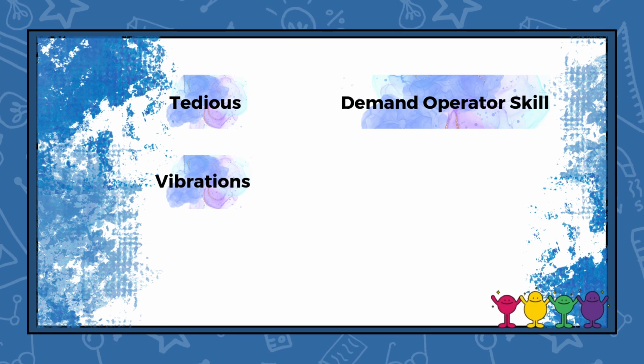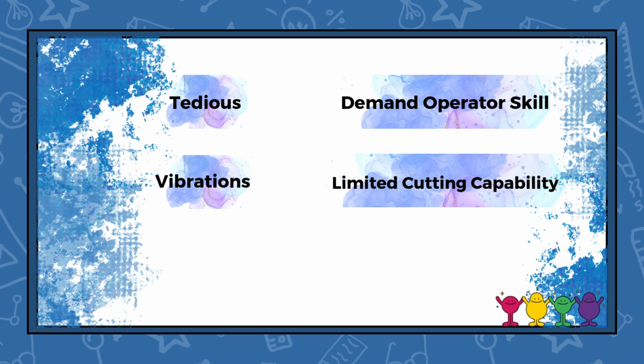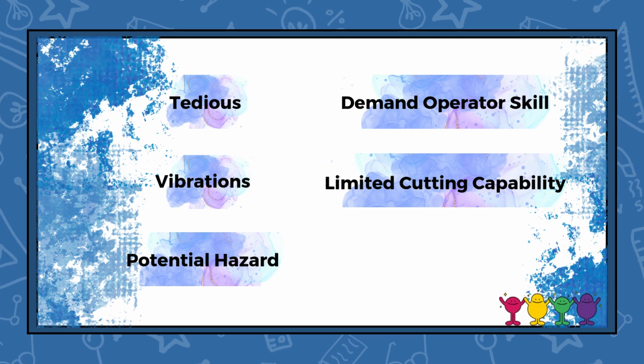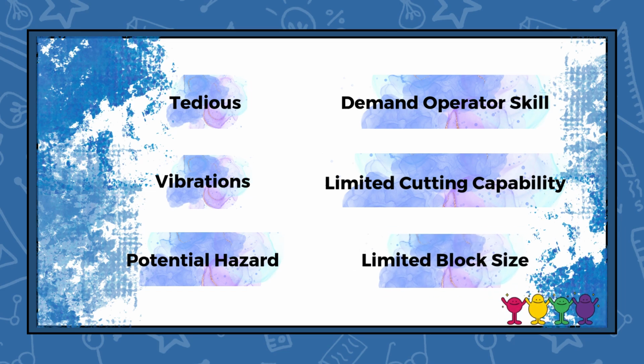Third, the use of rotary microtomy produces vibration, thus resulting in inconsistent tissue thickness. Fourth, the cutting capability is limited, where no serial section is possible. Fifth, potential hazard. Lab personnel may be exposed to hazards when handling the equipment. Lastly, limited block size, where the size of the block that can be cut is limited.